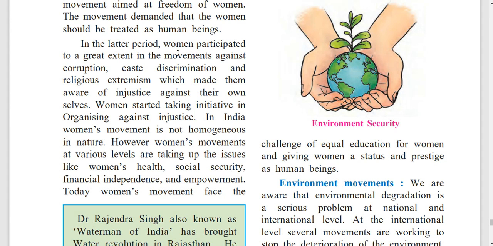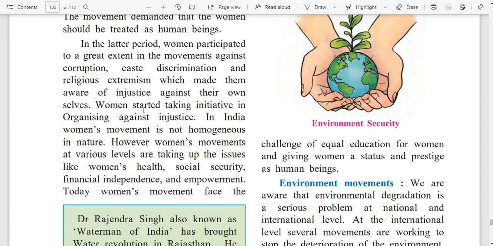In the later period, women participated to a great extent in the movements against corruption, caste discrimination, and religious extremism, which made them aware of injustice against their own selves. Women started taking initiative in organizing against injustice.